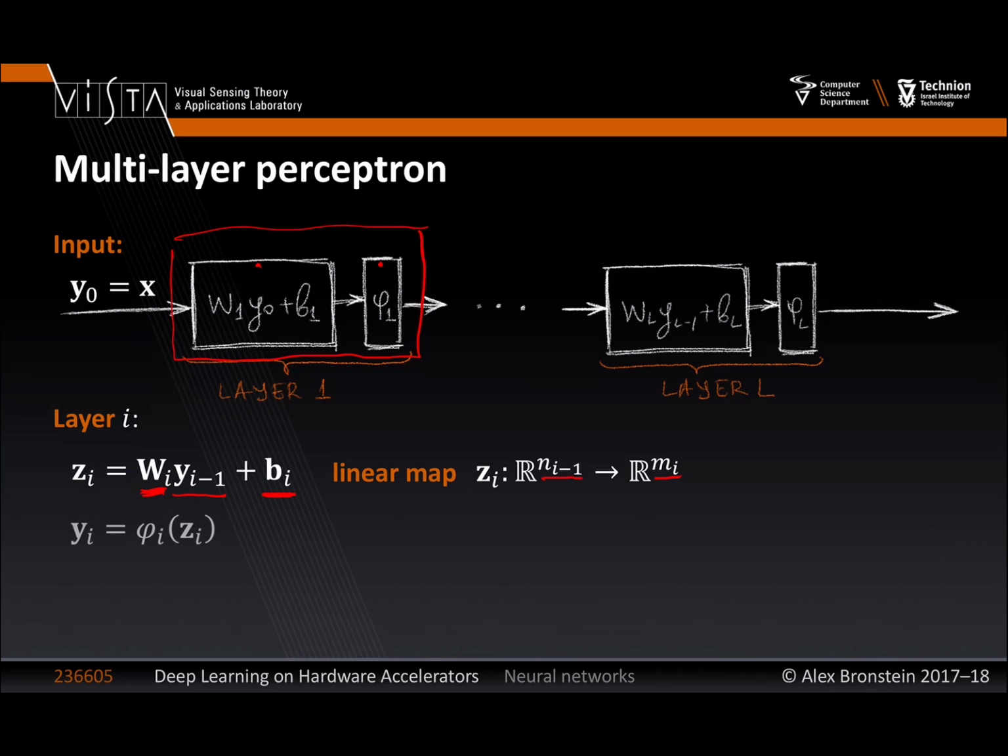Then I transform it nonlinearly by means of this nonlinearity phi_i, which maps from an m_i dimensional space to an n_i dimensional space. So this is just our notation for multilayer perceptrons. And the output will be just the output of the last layer. It is usually called the output layer.